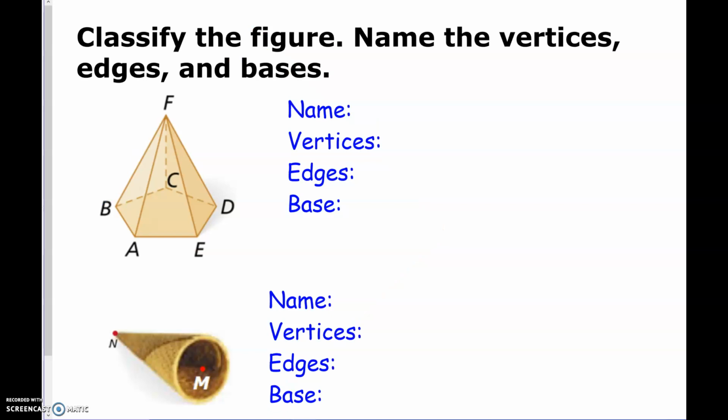All right, another thing that they oftentimes ask us is naming them, finding the vertices, edges, and bases. So if we name this figure, we've got 1, 2, 3, 4, 5 sides. So this would be a pentagonal pyramid.